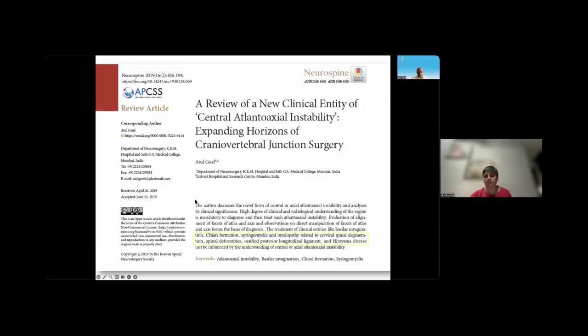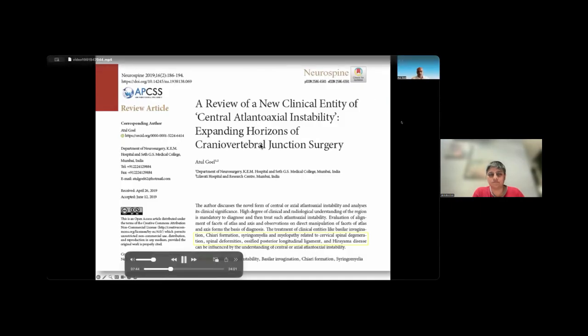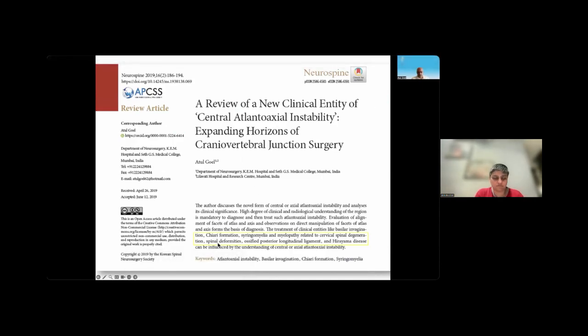More recently, about 10 years or 15 years ago, we introduced, believe me, a complete revolution in the craniovertebral junction region, where we talked about central or axial atlantoaxial instability being the cause of several so-called pathological entities like Chiari malformation, basilar invagination, and things like that.